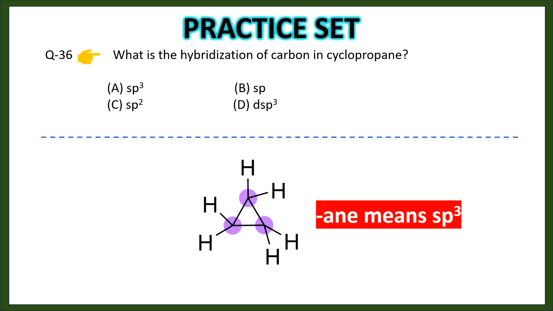Now question number 36. What is the hybridization of carbon in cyclopropane? Propane and cyclopropane are all saturated hydrocarbons, but this is a more strained molecule, so the bonds are not in a straight line. It forms banana bonds, but all 4 bonds are attached to the carbon, so it is sp3 hybridization.